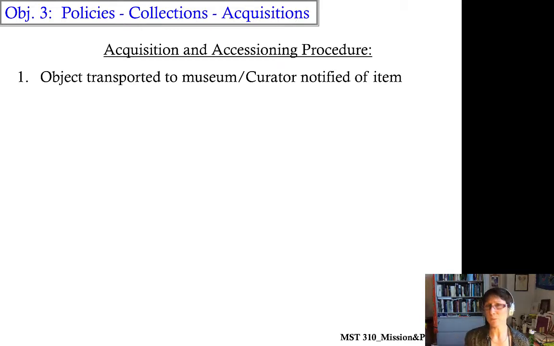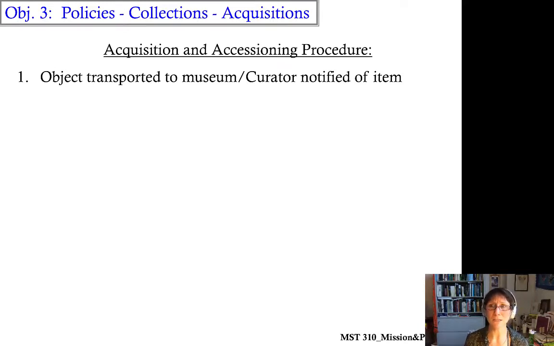So this is basically the procedure. Here's, in summary, what would happen. An object of interest may be either transported to the museum or the curator can be notified of that item. Ideally, the curator goes to see the item. It's a little bit dangerous if the donor brings it to the museum before you've approved of the acquisition, because they have a tendency to leave it. And then there's a legal issue there where they've left it in your possession, but you may or may not actually want it. And then you have to deal with it.